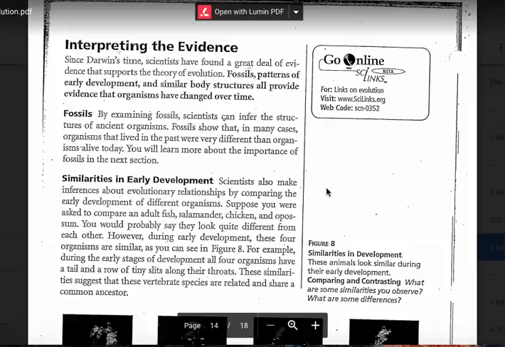Similarities in early development. Scientists also make inferences about evolutionary relationships by comparing the early development of different organisms. Suppose you were asked to compare an adult fish, salamander, chicken, and possum. You would probably say they look quite different from each other. However, during early development, these four organisms are similar, as you will see in Figure 8. For example, during the early stages of development, all four organisms have a tail and a row of tiny slits along their throats. These similarities suggest that these vertebrate species are related and share a common ancestor.